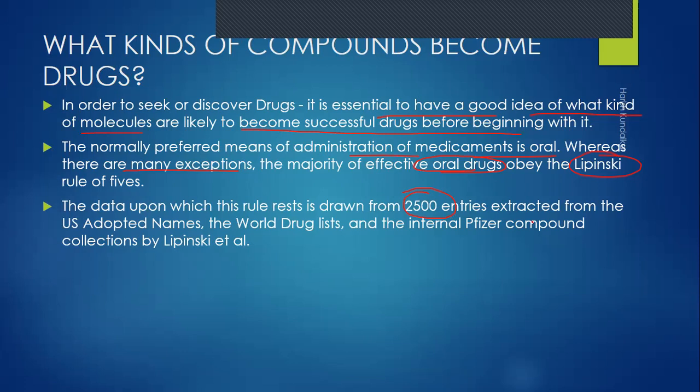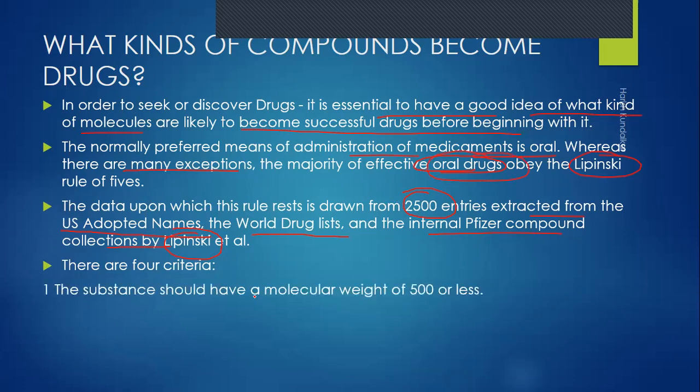Something like 2500 drug molecules were extracted from the USAN, the US Adopted Names, the World Drug List, and the internal Pfizer compounds collection by Lipinski et al., that is, Lipinski and his colleagues. Then they proposed these four criteria for orally bioavailable drugs. The substance which needs to be orally bioavailable should have a molecular weight of 500 or less.